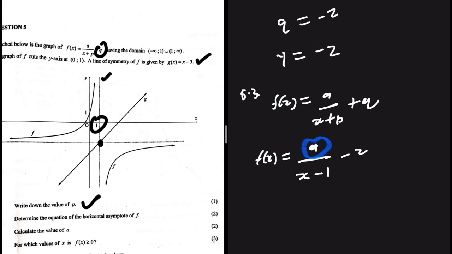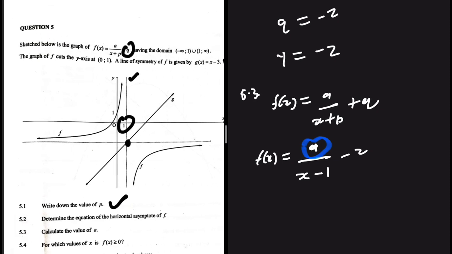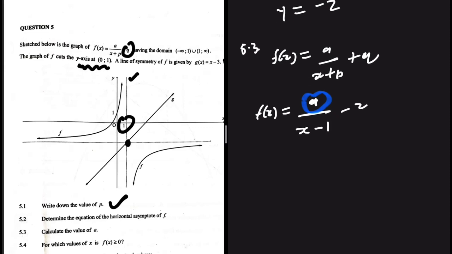Do we have a point we can substitute into f of x? Let's take a look. There has to be something we can substitute here. The graph of f crosses the y-axis at 0 and 1. So we know that this point lies on f of x, so we can substitute it. In place of y we have 1, right? And in place of x we have 0, right?